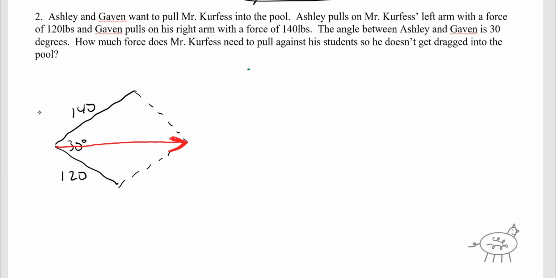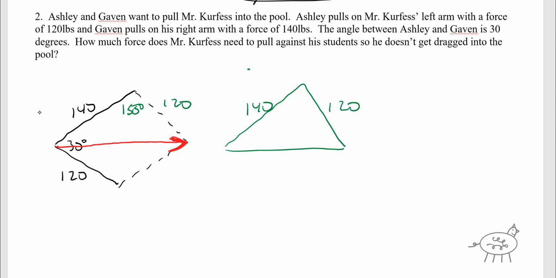Okay, so if that's 30 degrees, remember consecutive angles of a parallelogram are supplementary. So this is going to be 150 degrees here, that angle right there. And that 120 is 120 also here. So there you go, guys. There's your triangle. It's all about triangles, guys. So this is 140, this is 120, and this is 150 degrees. And you're looking for X.